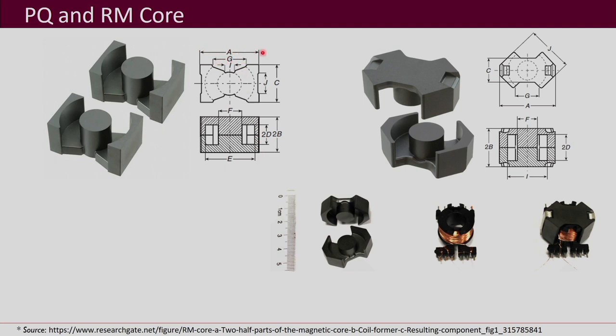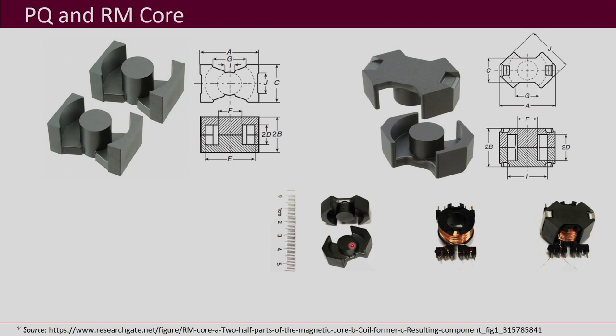And this kind of dimensional picture is also provided by the manufacturers of these cores, and these are very important, because these are the dimensions you have to note down, to see what the size of that core is and whether that size is going to be suitable for you or not. Choosing the size of the core is a very, very important thing in magnetics design. So you can see here, this is the dimensional picture of the PQ core, and this is the dimensional picture of the RM core, and they are different. And here it is shown how you make your magnetics out of it.